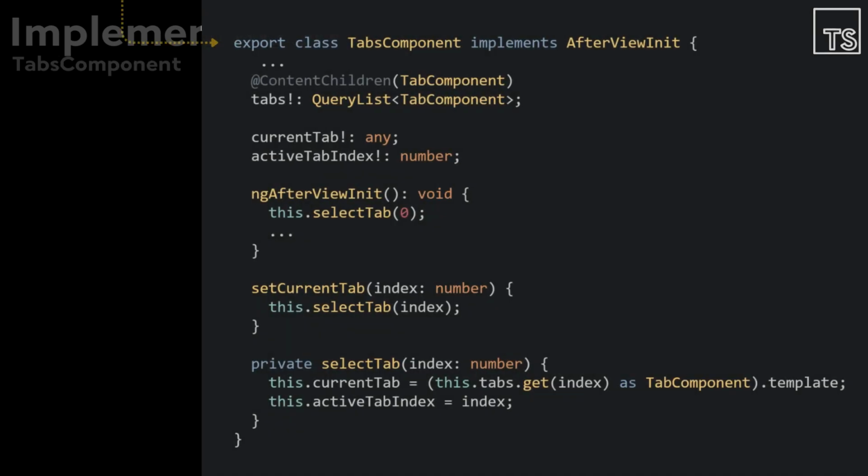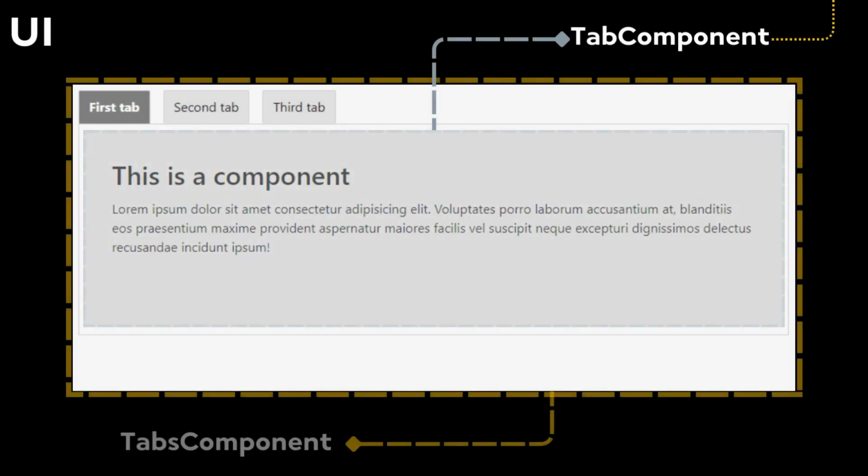In the class side, let's quickly go through the code. I have my tabs, which I got thanks to the ContentChild decorator, and the current tab, where I store the active tab's template. When the view is ready, I set the first tab as the selected tab. In this step, I again use the tabs instance to get the tab template, and that takes us to the tab component. Let's give it a look.